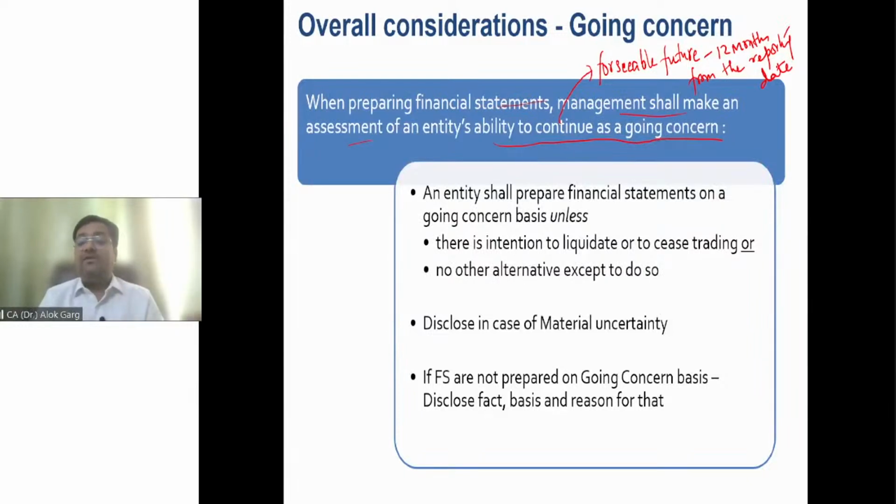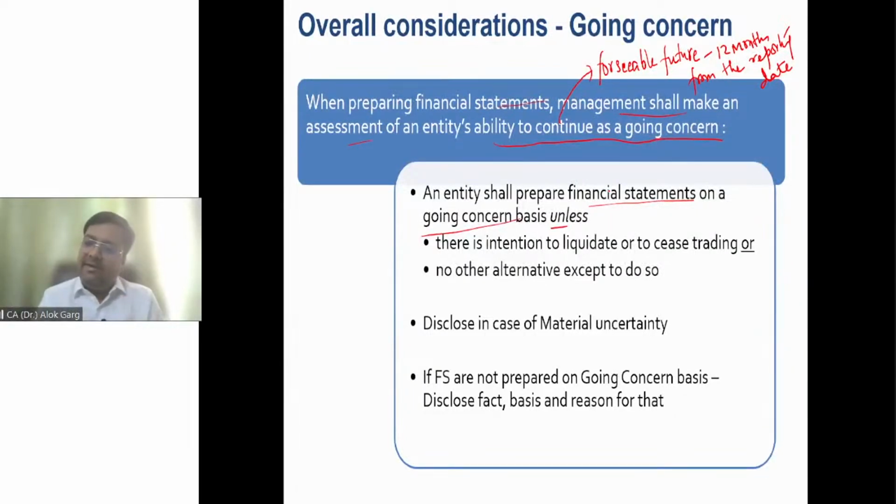Of course, the auditor also has to make an assessment whether the company will be able to continue as a going concern or not, right? So an entity shall prepare a financial statement on a going concern basis. It is a fundamental accounting assumption, right? The company is not required to prepare the financial statement on a going concern basis only when there is an intention to liquidate or to cease trading.